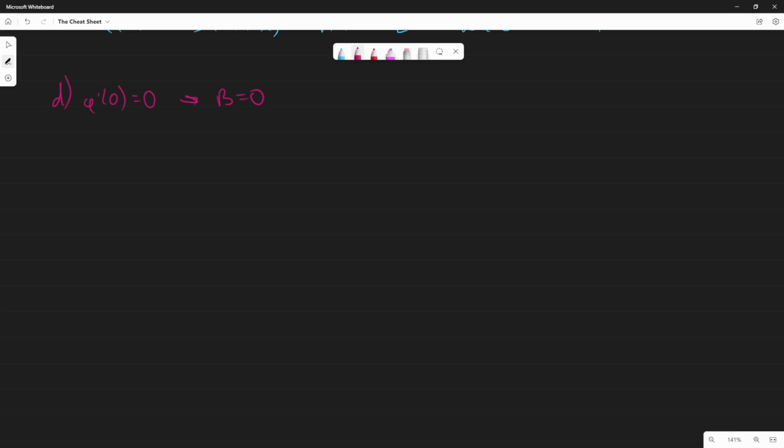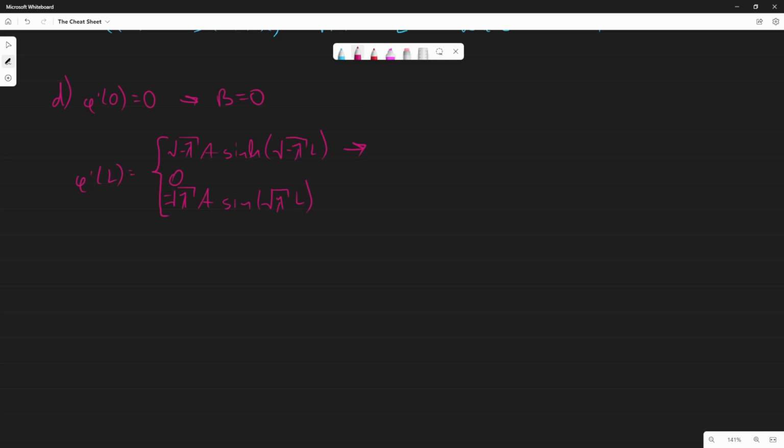So now for phi prime of L. Phi prime of L will give us the square root of negative lambda times a hyperbolic sine of the square root of negative lambda times L. Then this will give us 0, and then this will give us the square root of lambda times a times sine of negative times the square root of lambda times L. And we want this to be equal to 0.